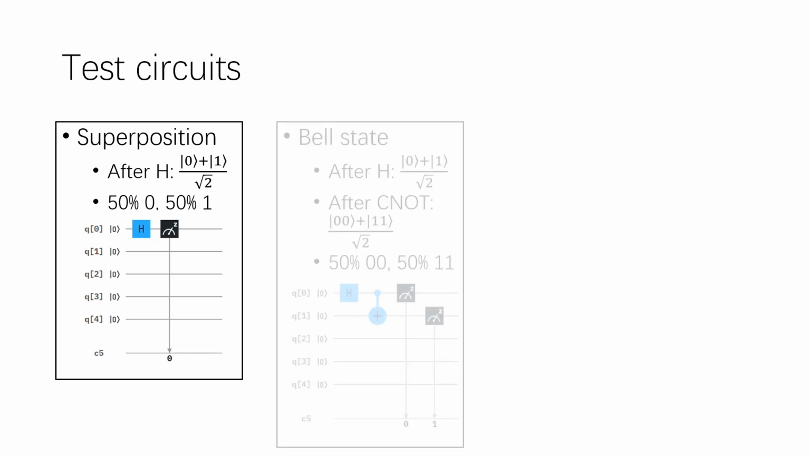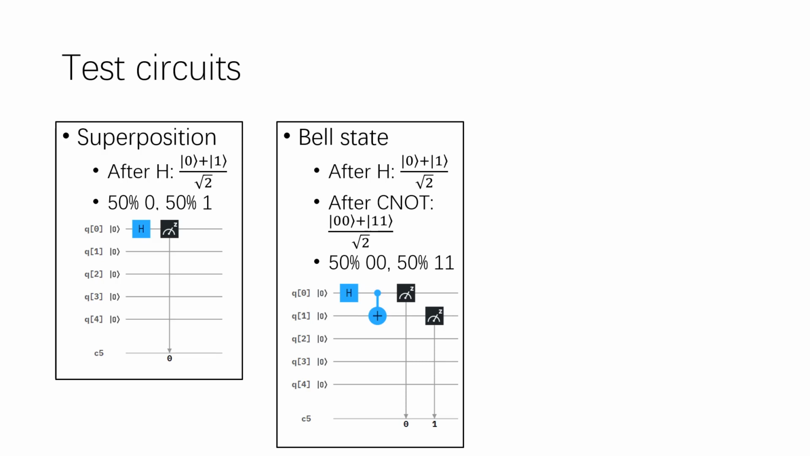And then we can actually add some entanglement. We can add the second qubit and create entanglement between the 2 qubits and generate the so-called Bell state. So after the Hadamard gate, the first qubit goes to the superposition of 0 and 1 state, and then we apply a control NOT gate on the first and second qubit.